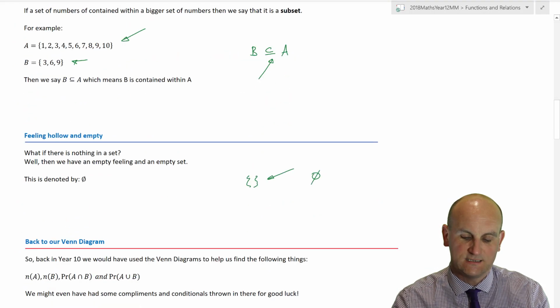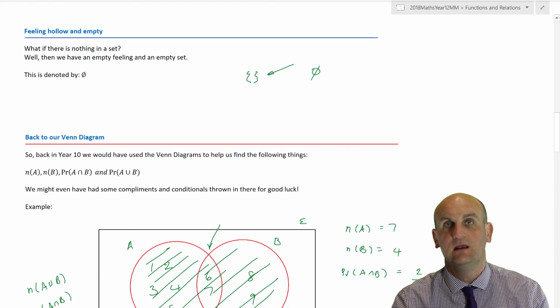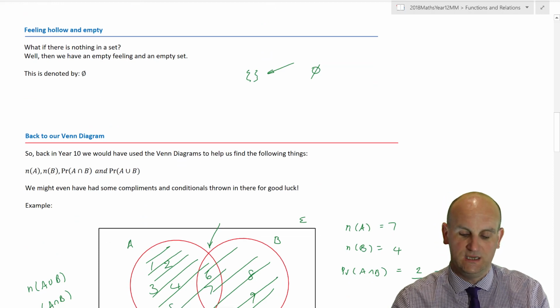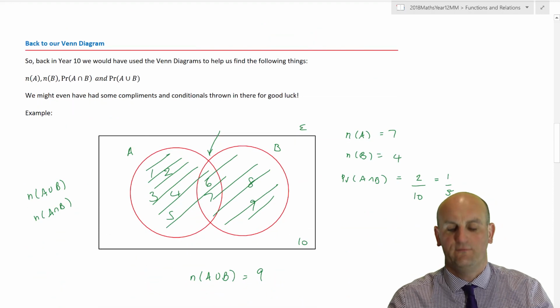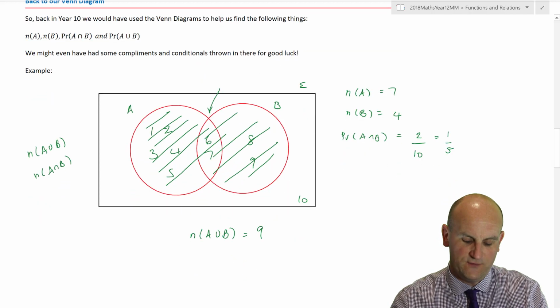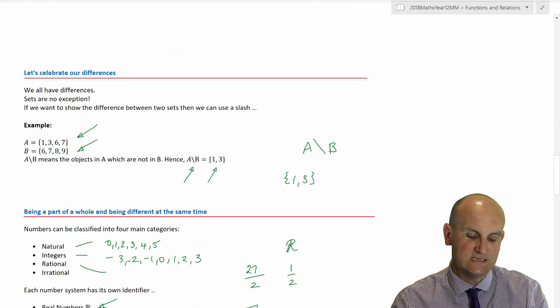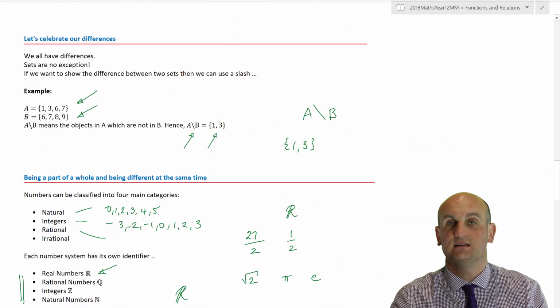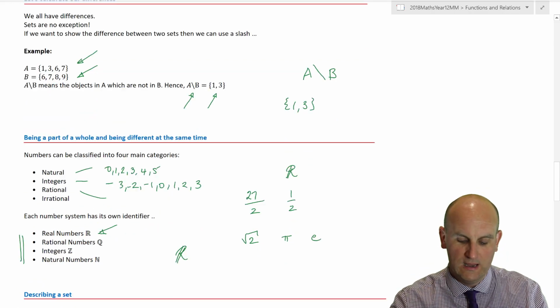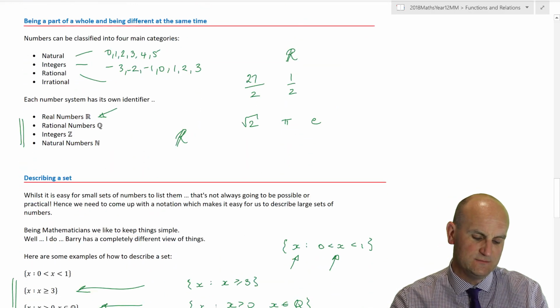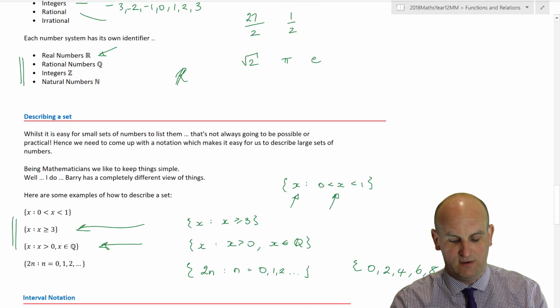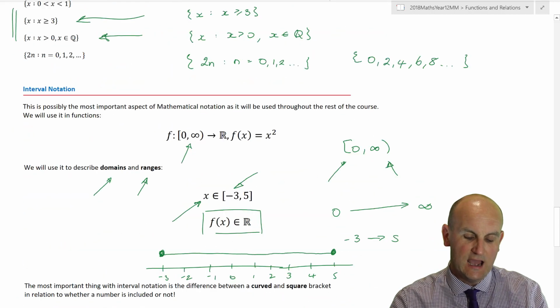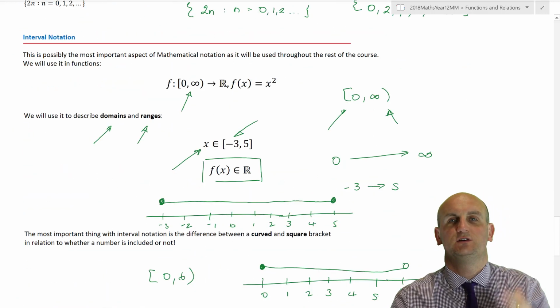And we looked at what it meant to be contained within a subset and how to feel hollow and empty with that empty set. Why we would have an empty set, I've got no idea. We went back to Venn diagrams before looking at celebrating our differences, about the fact that sometimes we want to exclude people. And then we looked at the number systems, natural, integers, rational, and irrational before describing sets. And lastly, looking at interval notations, which was the most important part of this lesson.